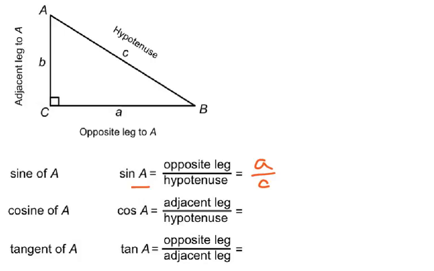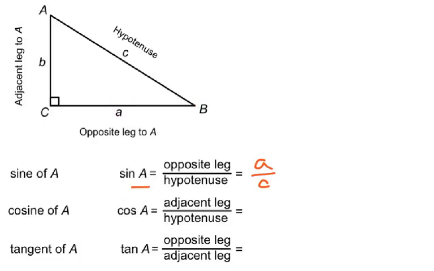So that is the sine ratio. Again, it's the opposite leg of the angle you're talking about, in this case lowercase a, over the hypotenuse. And by the way, a little side tangent here: we always use capital letters for angles, and we use lowercase for side lengths. Just a little tidbit for you.